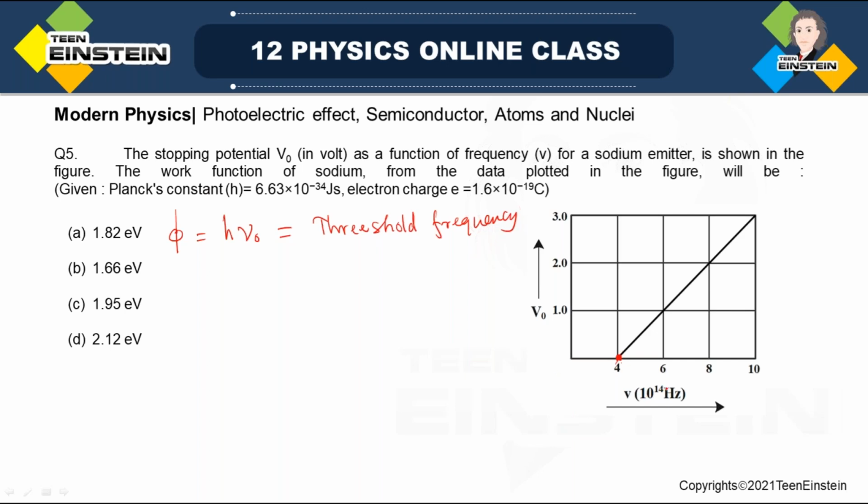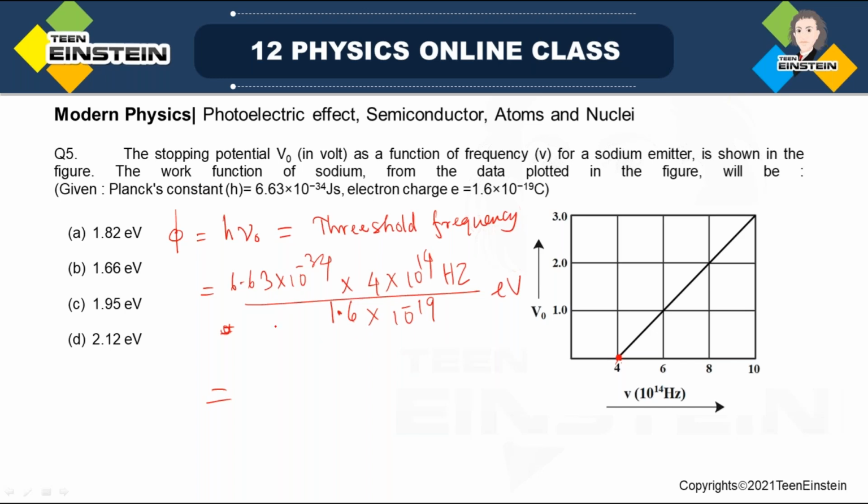So 4 into 10 to the power 14 hertz on this scale. h, you know, is 6.63 into 10 to the power minus 34, and nu is 4 into 10 to the power 14 hertz. So this will give you the energy in joule. If you want to get this in terms of electron volt, then you have to divide this by 1.6 into 10 to the power minus 19, and that's how you will obtain the answer.